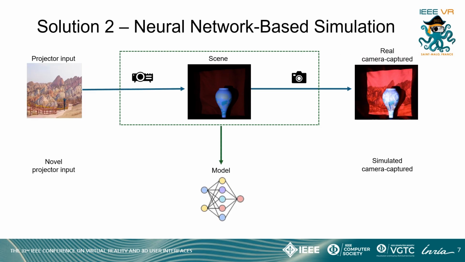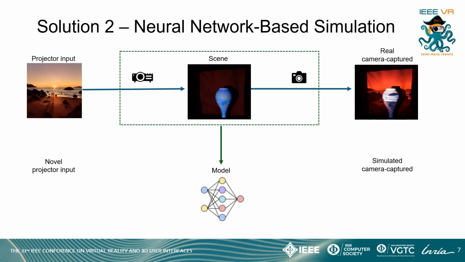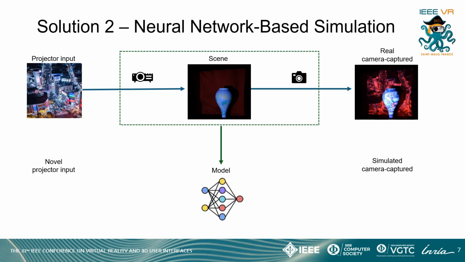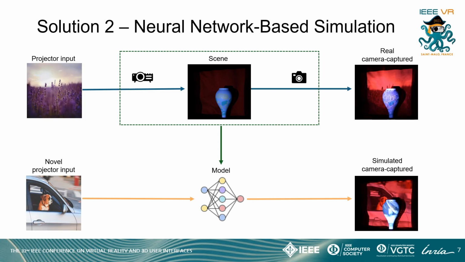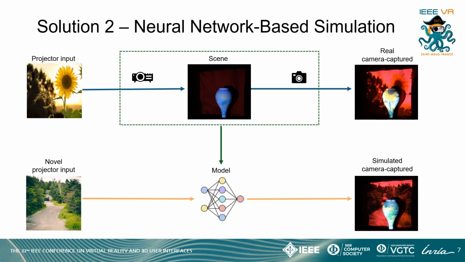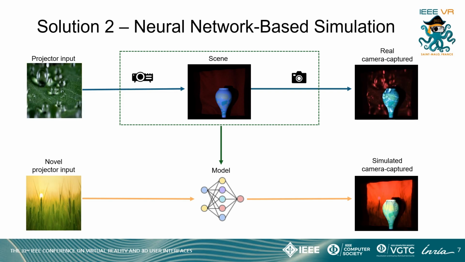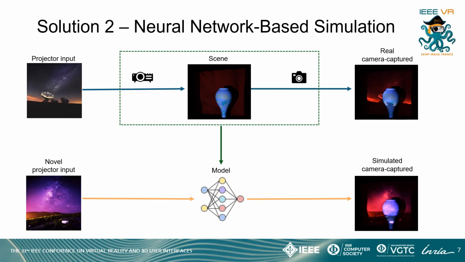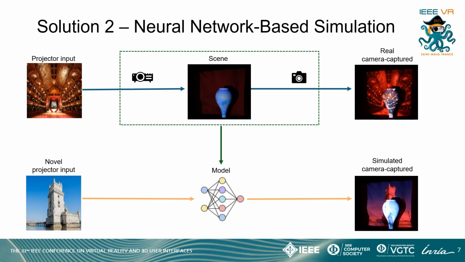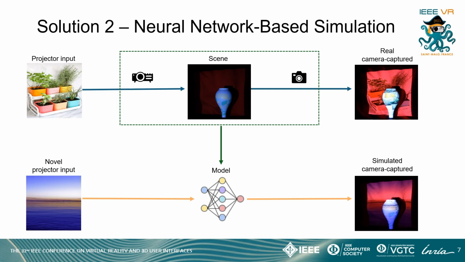Another line of work trains an end-to-end neural network using pairs of projector input images and camera-captured images to simulate the project and capture process. After training the model supervised by the projector and camera-captured image pairs, we can infer on novel projector input images. With the well-trained network, we then obtain a simulated camera-captured image. This approach implicitly learns both geometric and photometric properties in the network parameters. Unlike per pixel simulation, global illumination effects between different pixels might also be implicitly learned in neural network parameters.